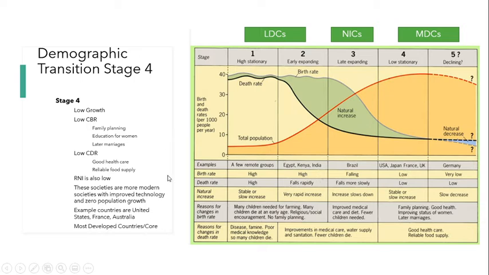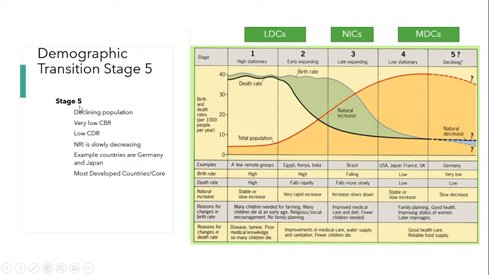Now let's move into the last stage, stage 5. So we have a declining population. Why is the population declining? Why is the population shrinking? That would be because we have a low crude birth rate. Not many children are being born. We do have a very low crude death rate, but the crude death rate is still a little bit higher than the birth rate.